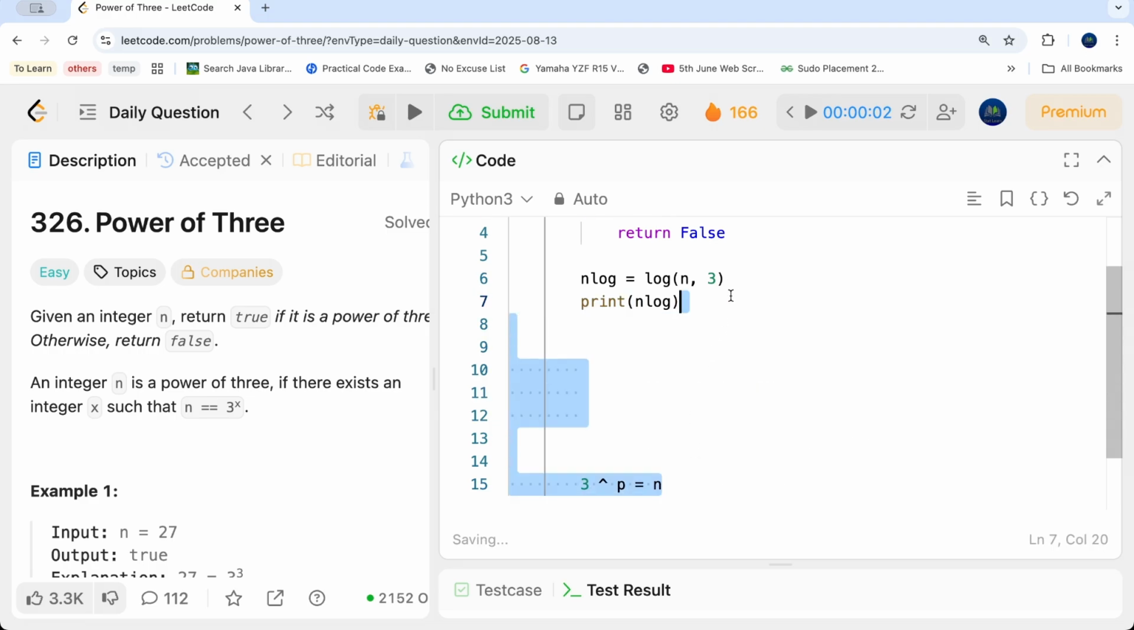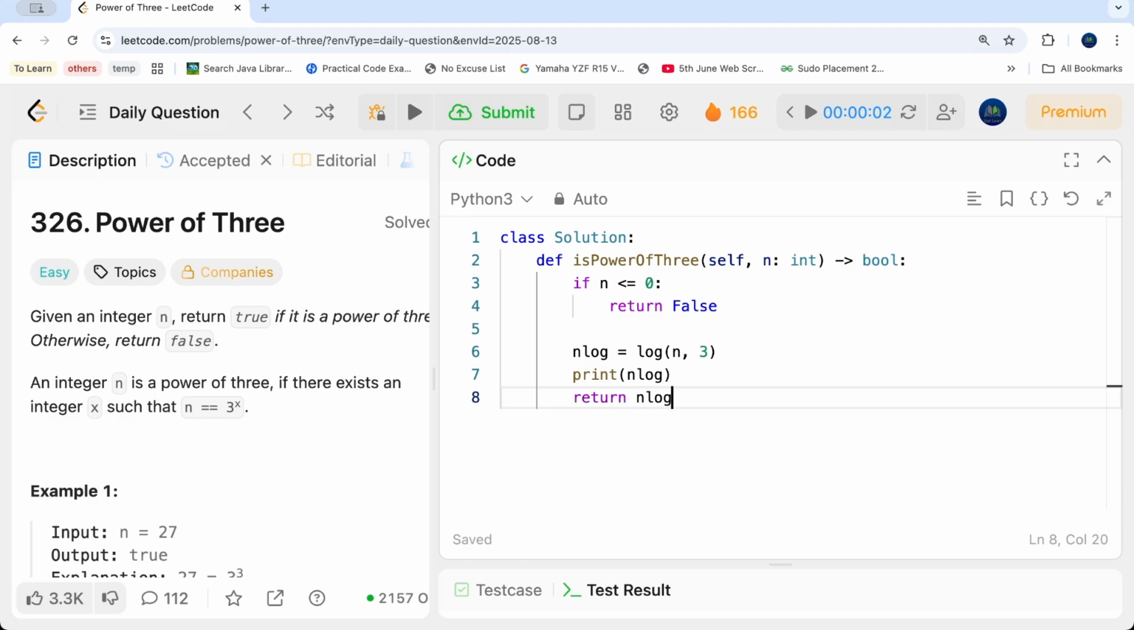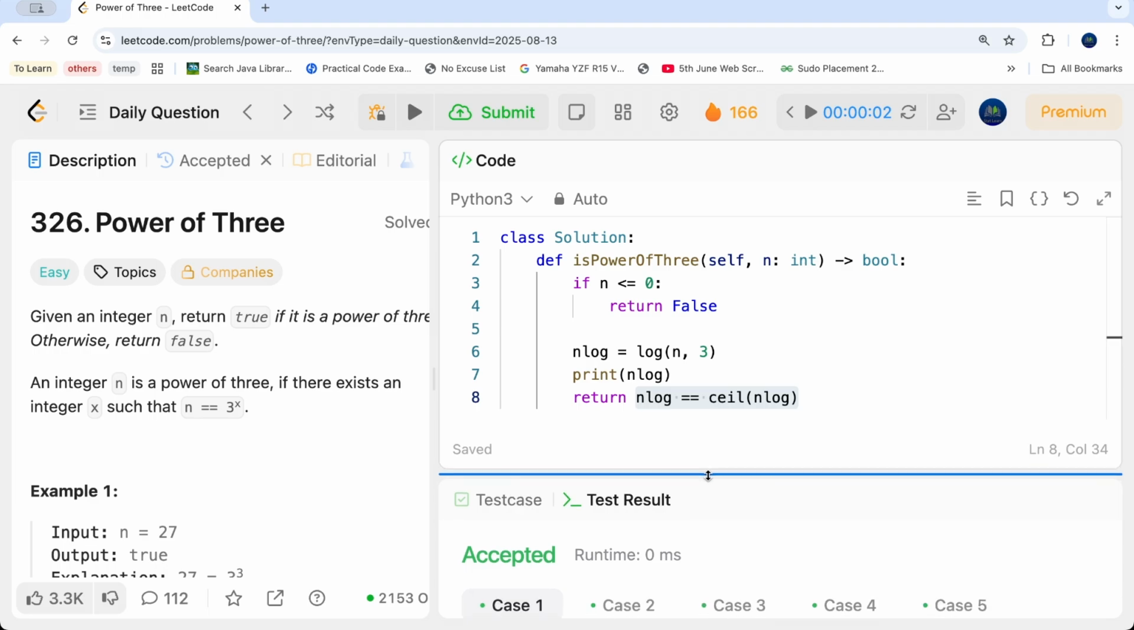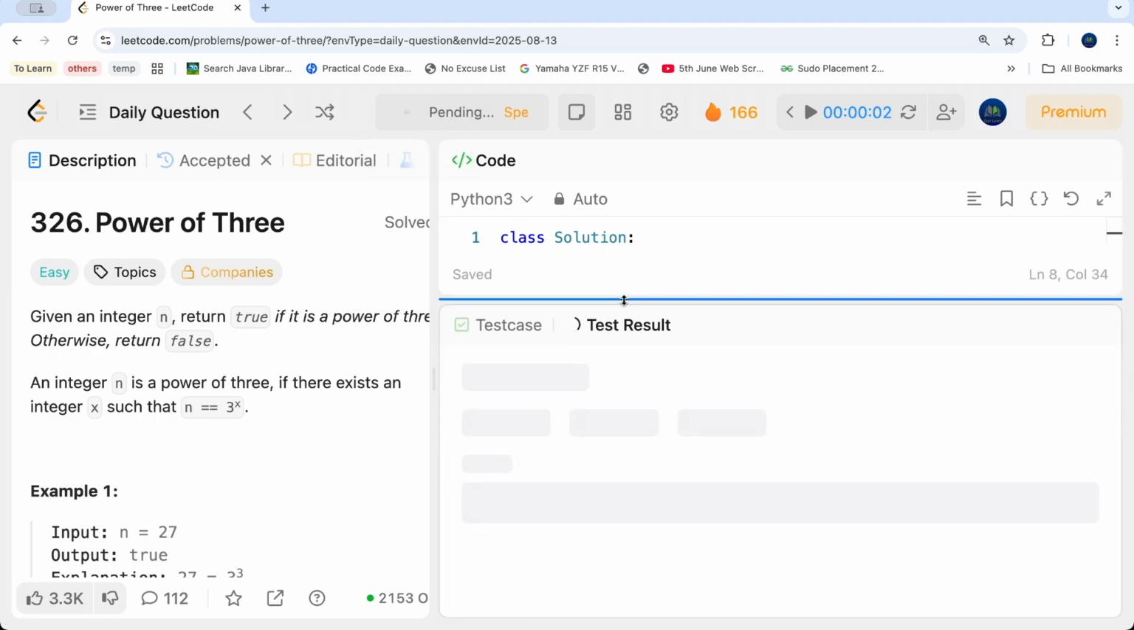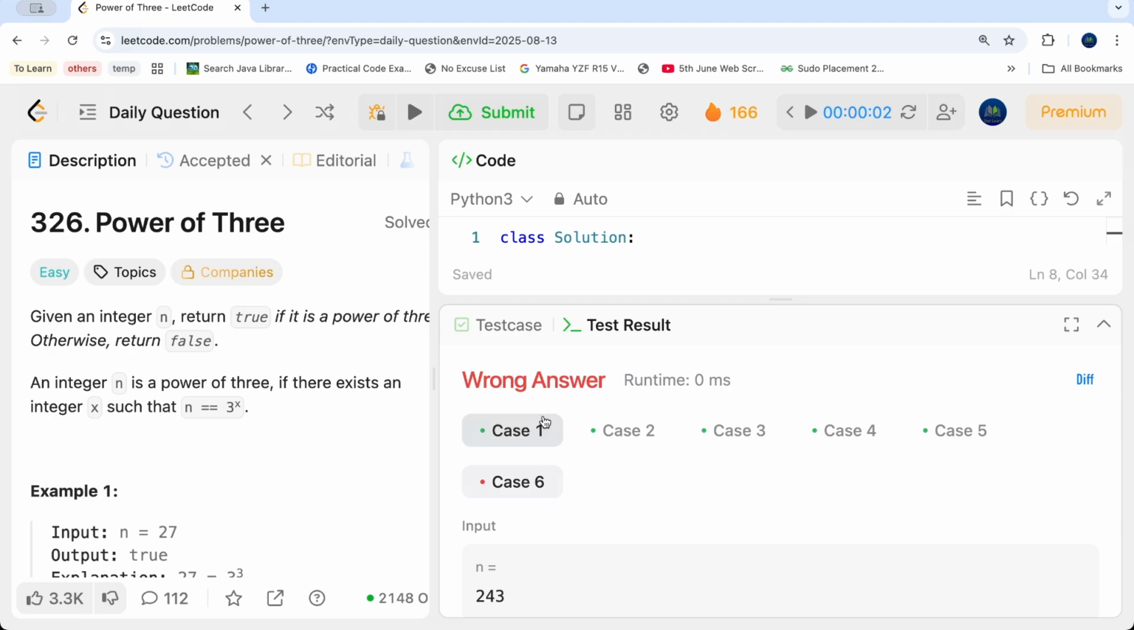Alright, so now let me try to solve the problem. I can say return n log will be equal to ceiling of n log. That is, if both are equal, we are going to return true. If they are not equal, we are going to return false. Now let me run this and let's see if this is able to solve all the test cases. So we can see 5 test cases are fine, but one of them fails.